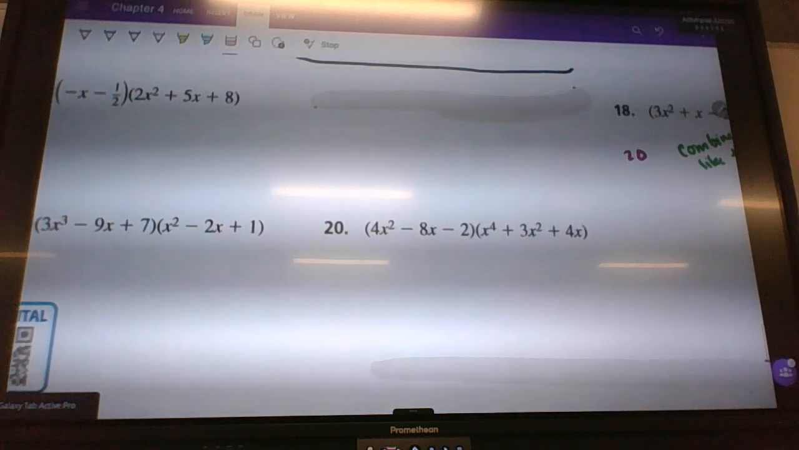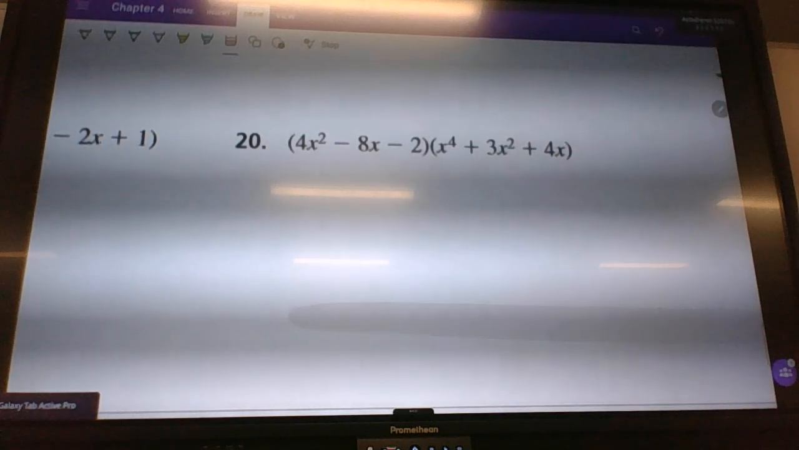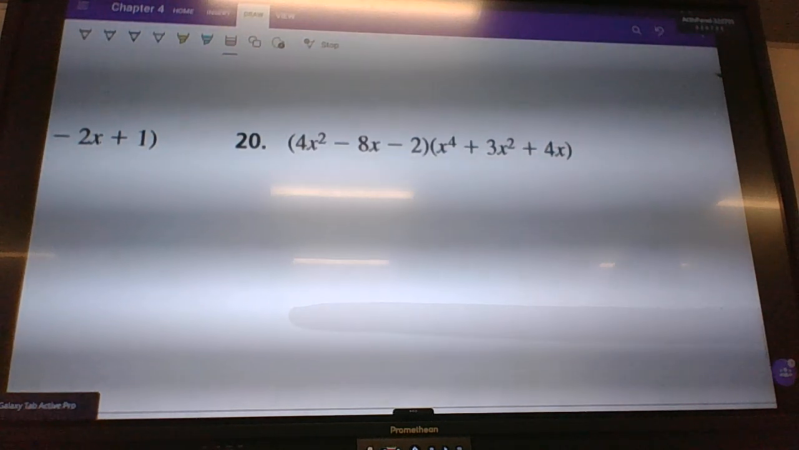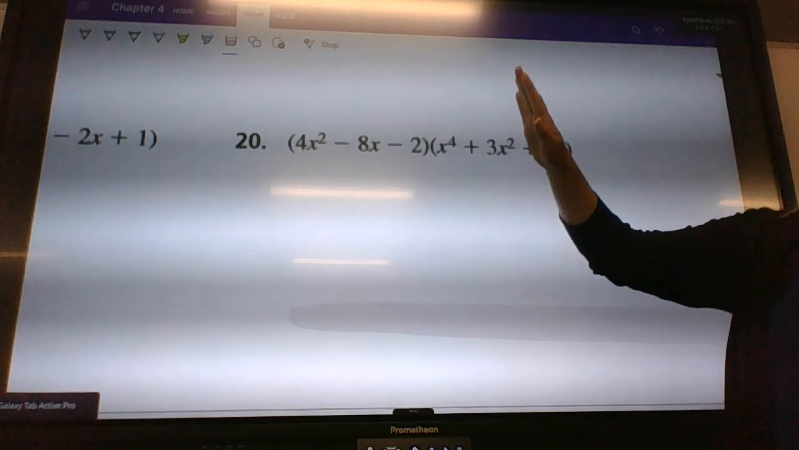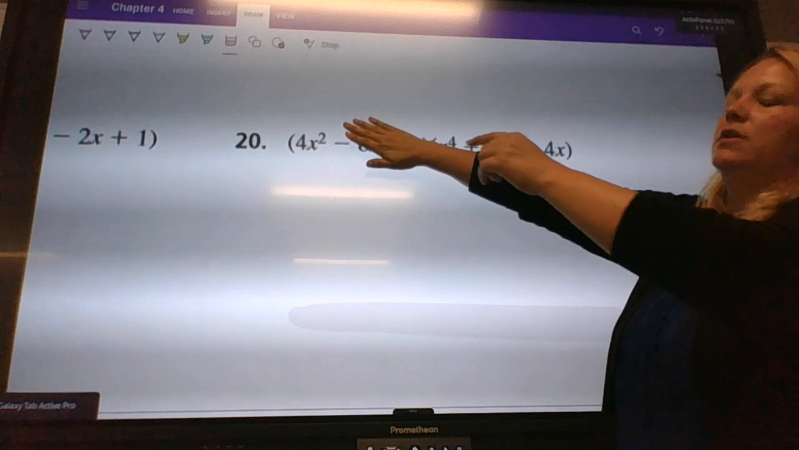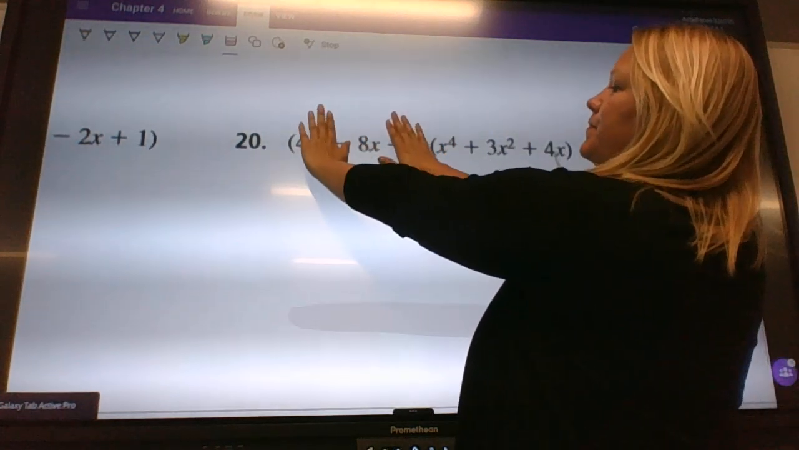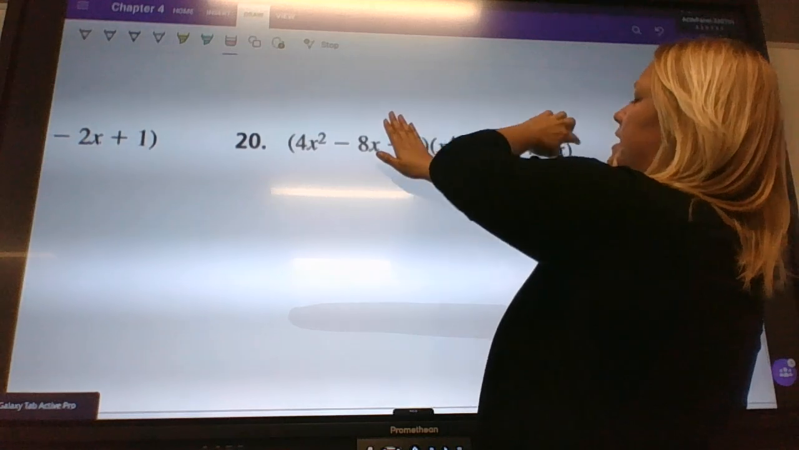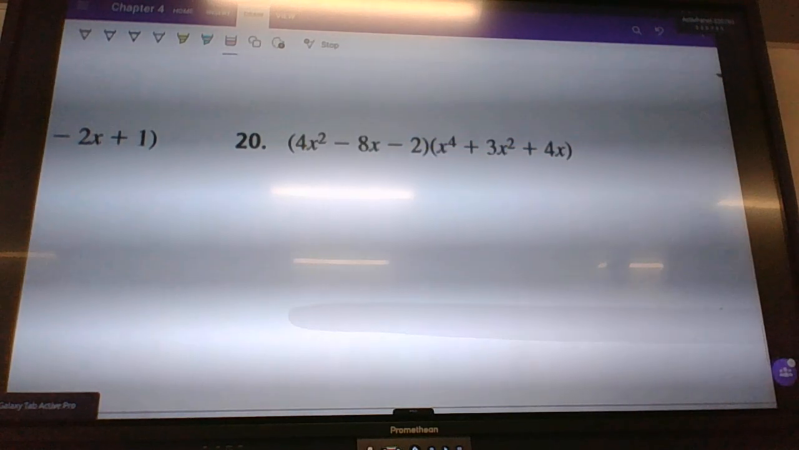It's a trinomial times a trinomial. So you have to distribute 3 times. One strategy is just to cover up to distribute the 4x squared to everything. And then you cover up the 4 and the negative 2 and distribute the negative 8. And then you cover up the first 2 and distribute the negative 2. So it's a triple distribution.